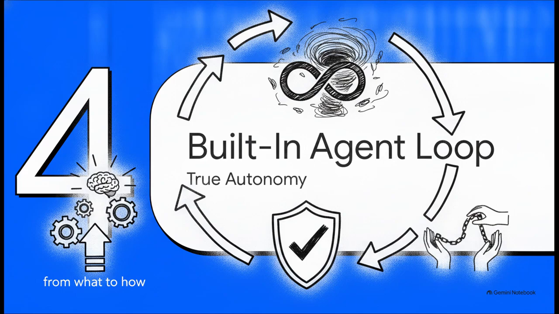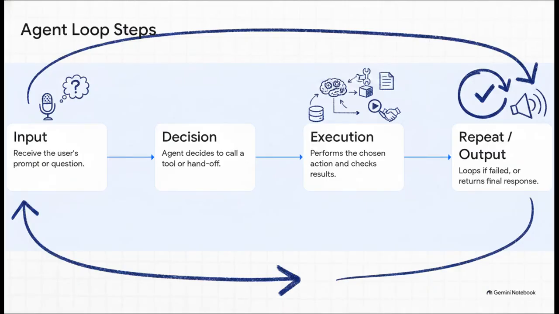This completely shifts our focus from the what to the how, bringing true autonomy. And this loop is a total game changer because it completely removes the massive developer burden of manual prompt engineering and workflow routing. When you run an agent with this SDK, it automatically enters a built-in sequence. Step 1, it receives your input. Step 2, the agent's LLM brain decides if it needs to call a tool, hand off the task, or maybe just answer directly. Step 3, it executes that action, and Step 4, it evaluates the result.